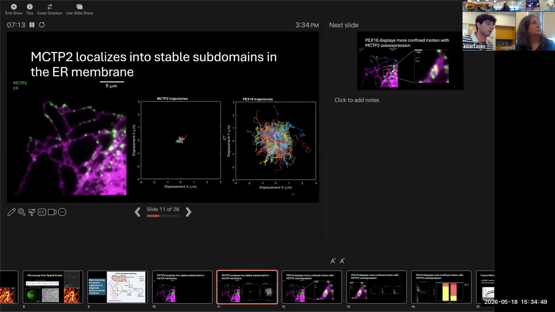And so these splatter plots that I have here take the trajectory of one molecule and pin all of them to a shared origin. So you can see where the proteins are moving. A protein that will diffuse more freely will be going outwards, whereas something that's more confined, like MCTP2, will be stuck like this.